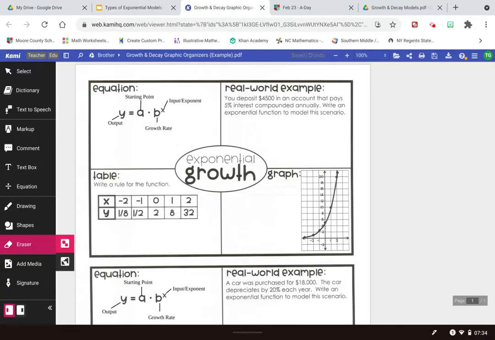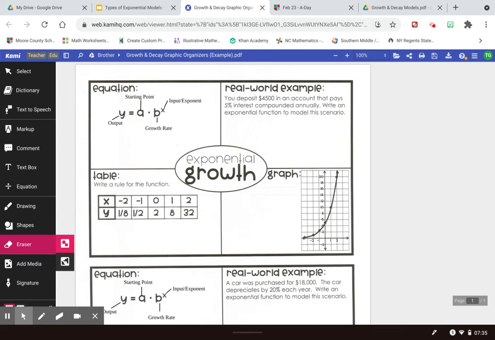Okay, so if you take out the notes that hopefully the substitute gave you, what I want you to first do is, up in the equation block of the first Frayer model, which is exponential growth, label the parts of the exponential function as it's represented as an equation. So again, y is going to be your output, a is your starting point or the amount that you start with, b is your growth rate, and then x is going to be the input or the exponent. All right, so go ahead and pause now if you need to while you do that, and then you can resume once you have that written in.